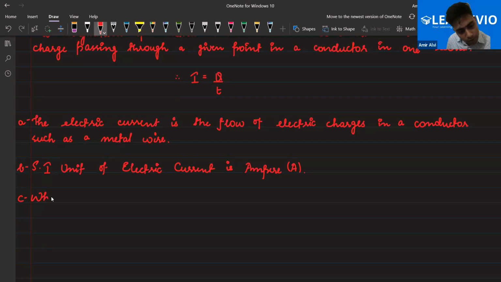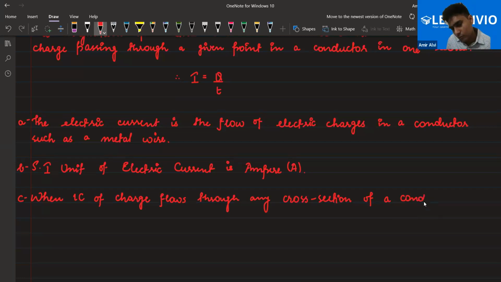Please write down this definition. When 1 coulomb of charge flows through any cross section of a conductor in 1 second, so if I substitute here, that is 1 coulomb by 1 second, that is 1 ampere of current. That's how it will be defined. Am I clear to all of you? Is there anyone who is having doubt till now?